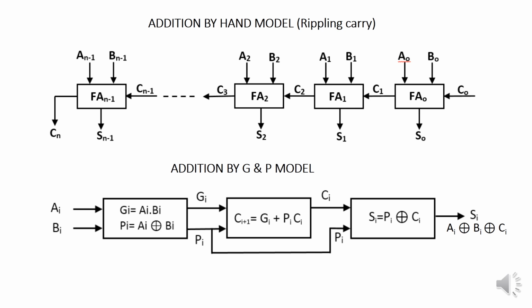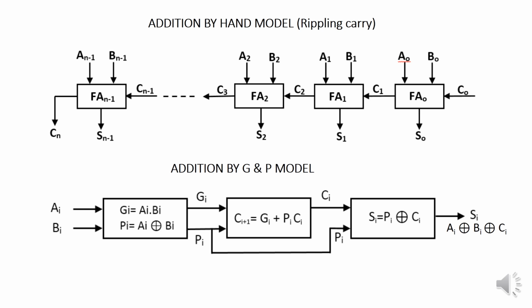In the first step, from A and B, we get G and P. In the second step, from G and P, using the combined equation, we get C. And with C and P taken from here, in the third step, we get the sum, because the sum in a full adder is always the exclusive OR gate of A, B, and C.